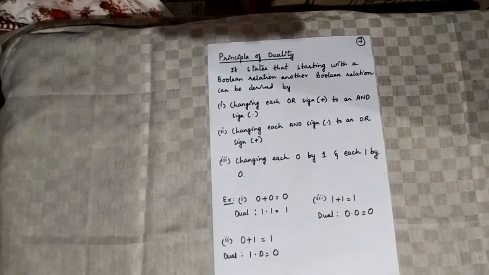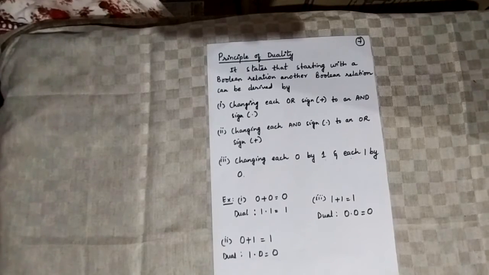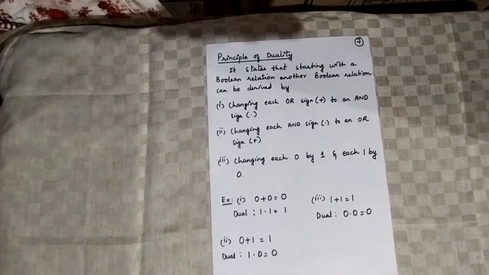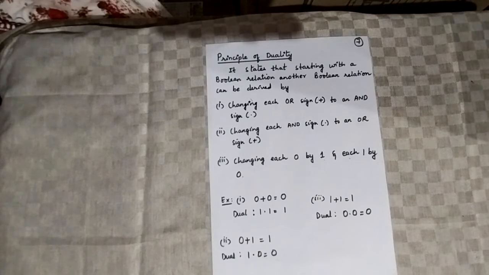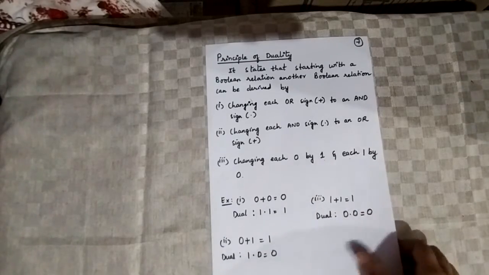But what are the rules? Changing OR to AND, AND to OR sign, 0 by 1 and 1 by 0. So I hope you are all clear with the principle of duality. Okay. Now let me start with another concept, that is the basic theorems of Boolean algebra.